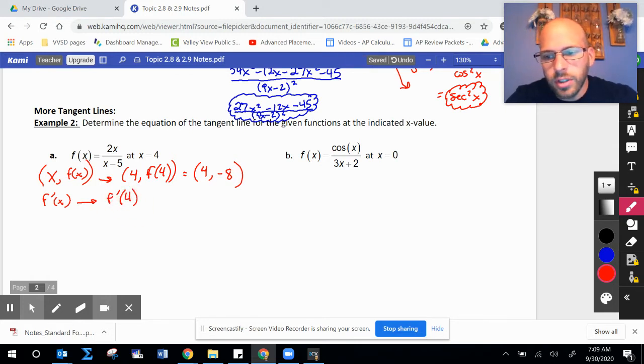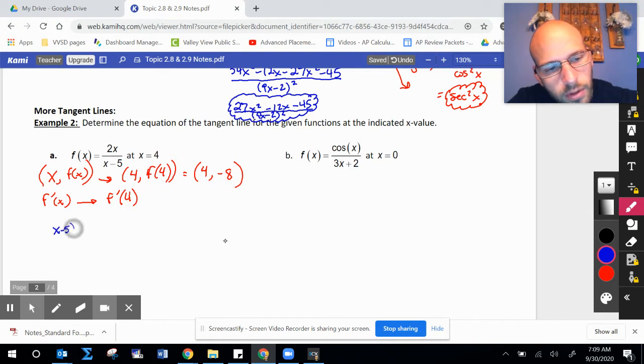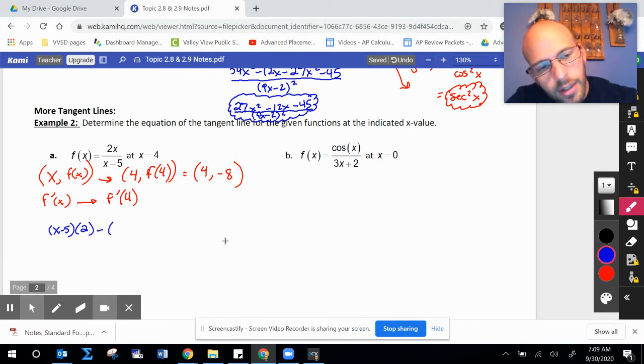Well, we have to take the derivative. So notice that it's a quotient. So I'm going to do low times the derivative of the top, which is just 2, minus high d low, which would just be a 1, because the derivative of x is 1 and the derivative of negative 5 is 0, all over x minus 5 squared.